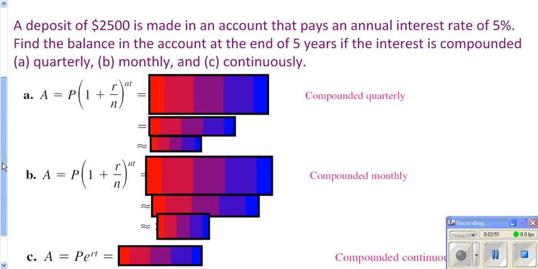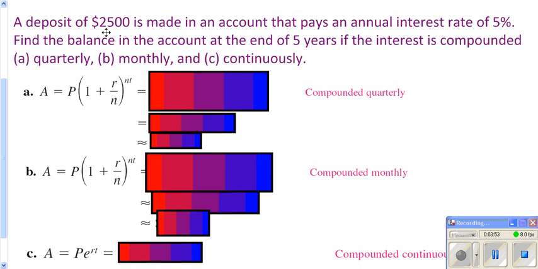So here we're depositing 2,500. Interest rate is 5%, so you're going to use 0.05, and your time is 5.